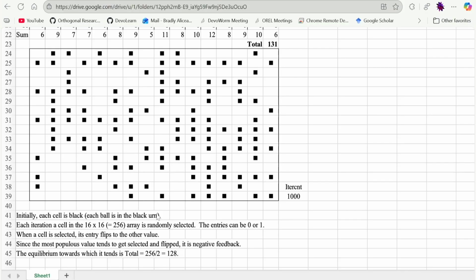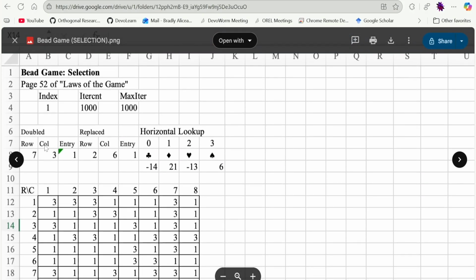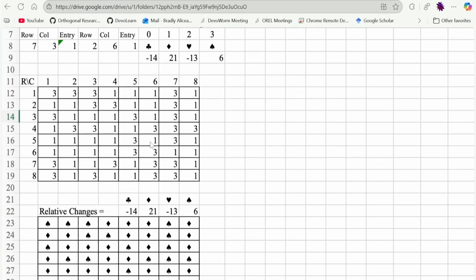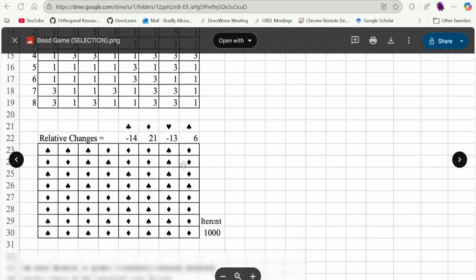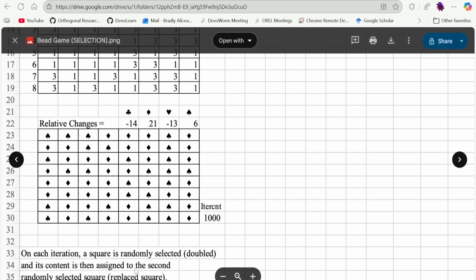Okay, this is the bead game, which was from page 52 in Laws of the Game. So this is selection. This is where we have our 1,000 iterations of this game. We have this lookup table where we have this set of 1s and 3s. And so this is an 8 by 8 matrix. And then now we have our relative changes here over 1,000 iterations.